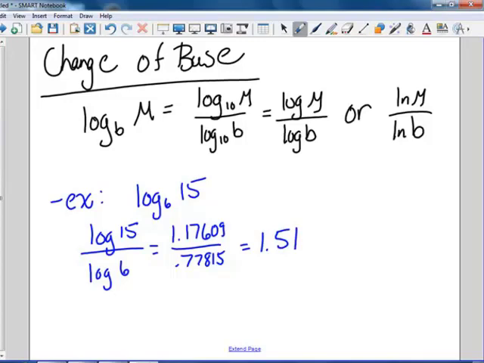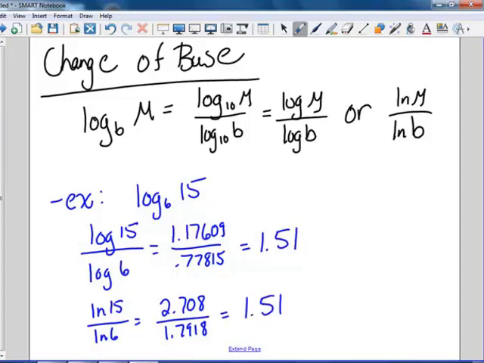So that's doing the log base 10 way. How about natural log 15 divided by natural log 6? Natural log of 15 would be 2.708. Natural log of 6 should be 1.7918. Divide those. Again, you should be getting 1.51.